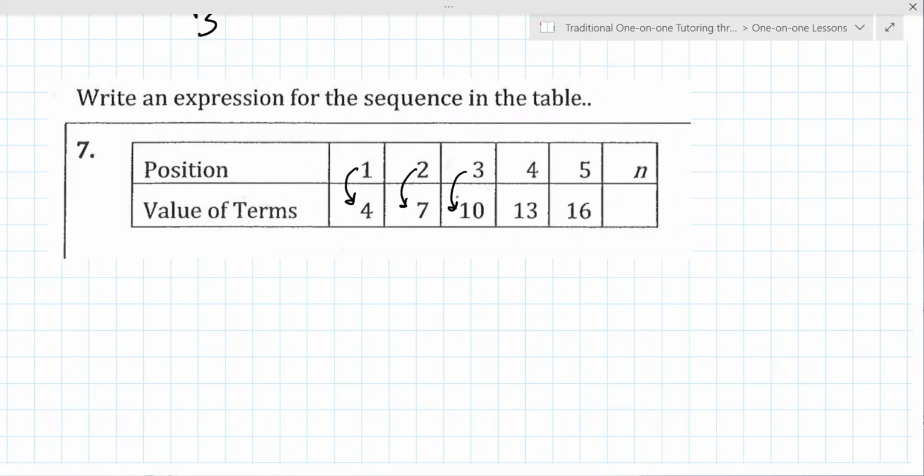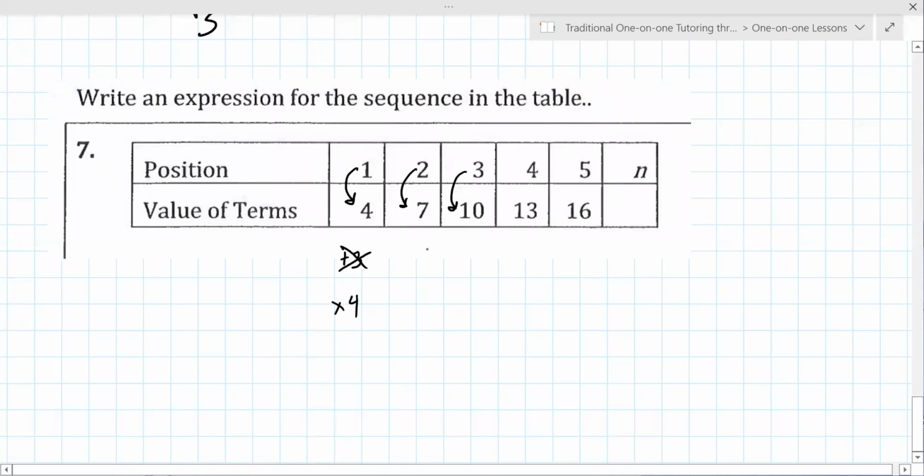There's actually two things that you have to do, which I don't think is anything we've talked about, but nevertheless here. So you might think it's +3, but does that work in the second one? No. Then you might say, well, maybe it's ×4, but that doesn't work in the second one either. So you're really stuck here.